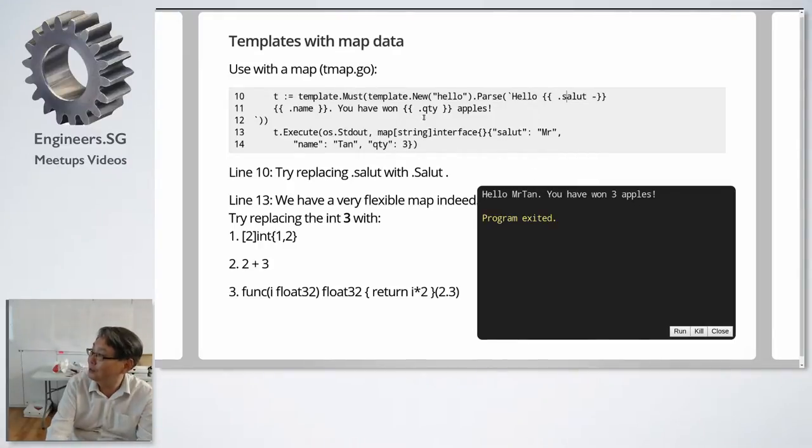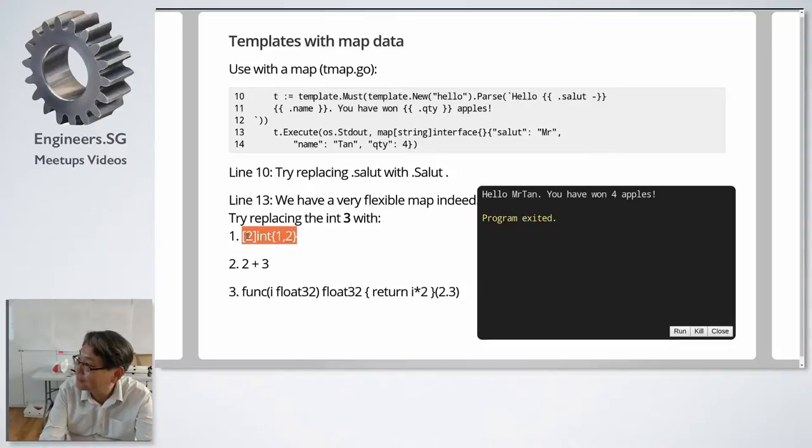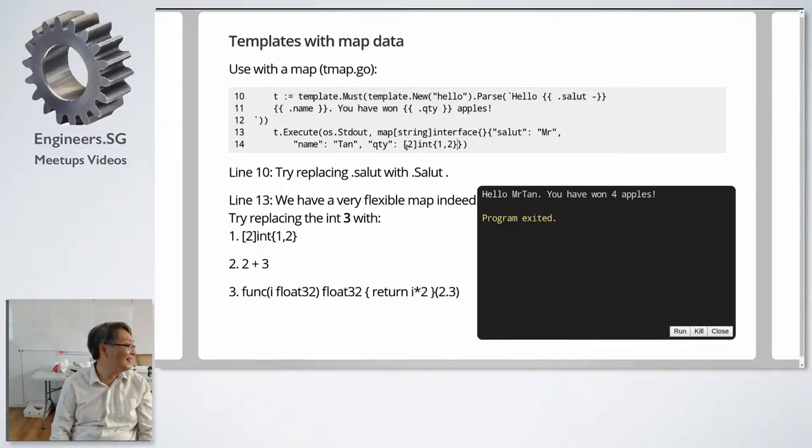You have one quantity three apples. Where does the three come from? The three comes from here. If I replace this three and run it again, we now have four apples. So far, so good. What if I replace the four with this funny thing over here? What do you think happened? You've never seen that? What do you think the error is? Let me give you a hint.